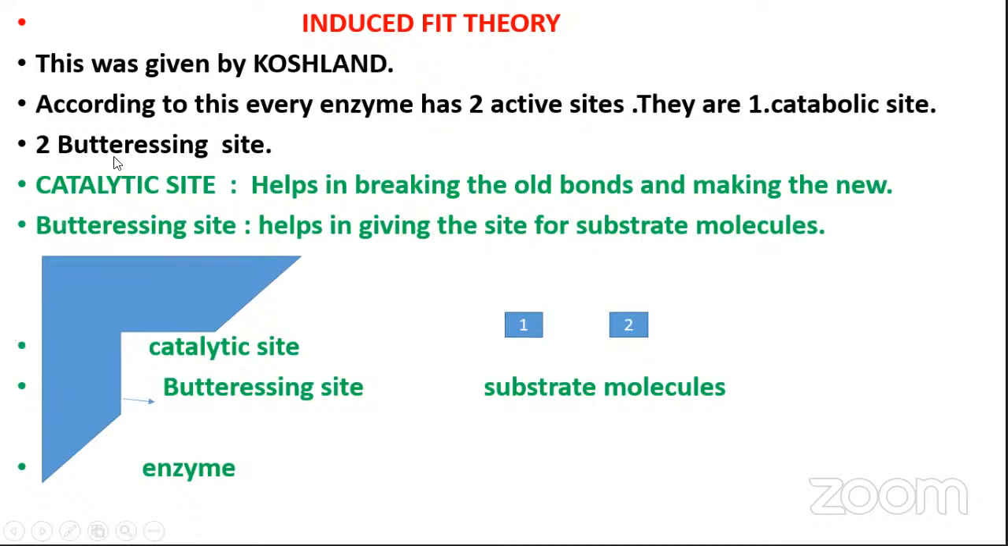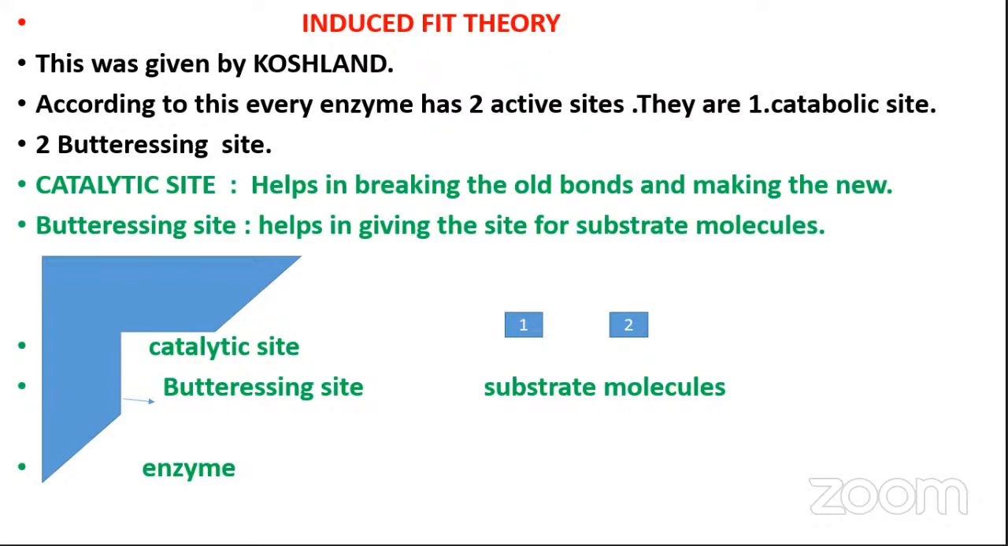Yes, in lock and key theory, only one site was there, and that site is the active site, and in that active site only, substrate molecules come and fit, and there only the reaction takes place. Initially a temporary complex will be formed, which further undergoes reactions and gives the end product. That is about the lock and key theory.